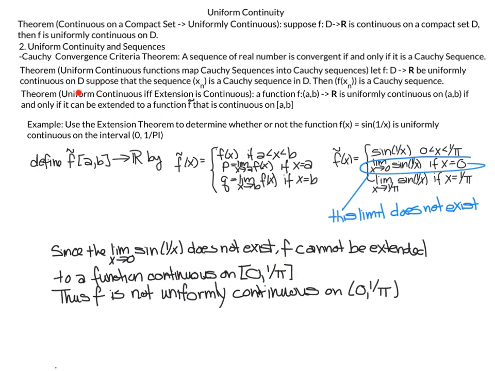And then by our extension of a function theorem here, it says that the function is uniformly continuous on the open interval if and only if it can be extended to a function that's continuous on the closed interval. Since it cannot be extended to a function that is continuous on the closed interval, that means f on the open interval is not uniformly continuous.